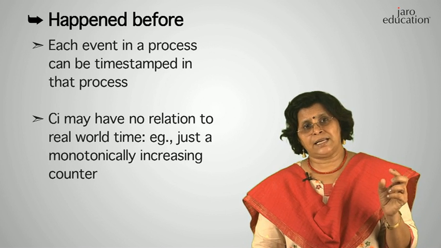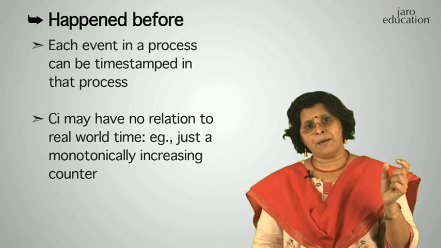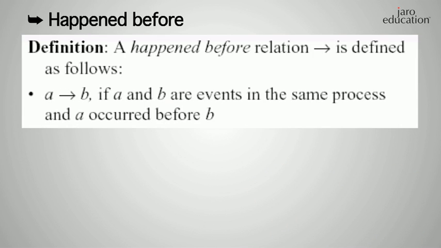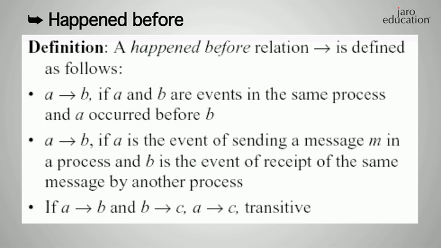So basically we talk in terms of a counter for a logical clock, and we say that a happened before relationship is denoted by an arrow which is defined as, if we say that A happens before B, then A and B are events in the same process where A has occurred before B. And we also say that if A is an event of sending a message M in one process and B is the event of receiving this particular message on another process, then A happened before B.